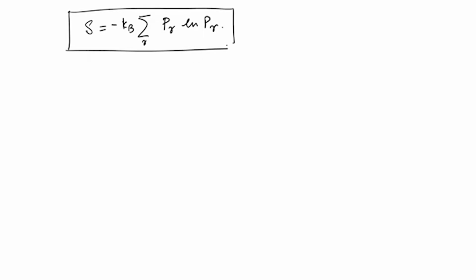This is an important quantity. So, we get the entropy directly from the distribution. It is minus k summation over r of P_r log of P_r. It is a useful quantity, and we will use it in order to calculate the entropy directly from the distribution.